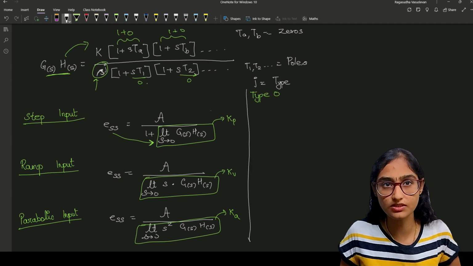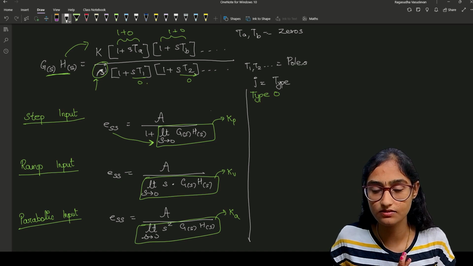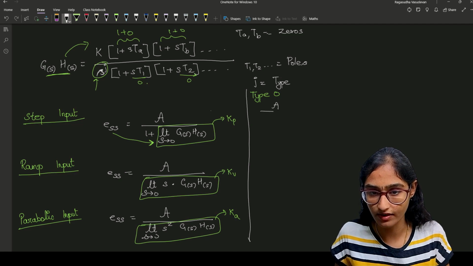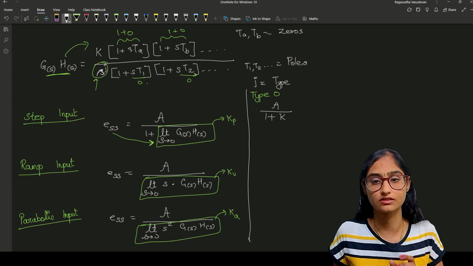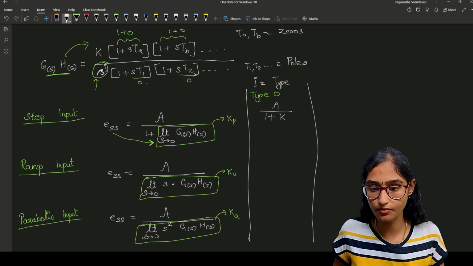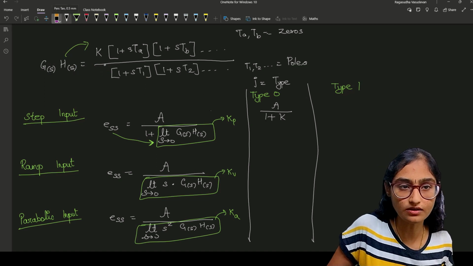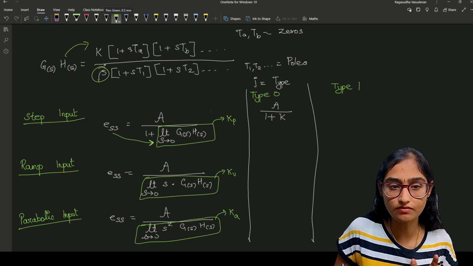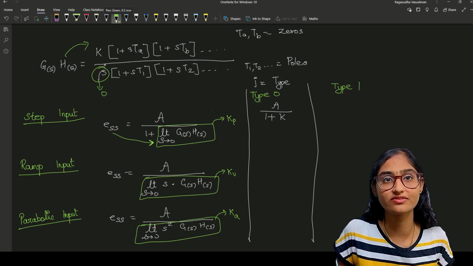Thus, for a type 0 system, what will be the steady state error? This will be a constant, okay, which is A divided by 1 plus K, which is a constant. What about a type 1 system? For a type 1 system, this is going to be s power 1, which is s. So, when s tends to 0, this term will become 0. So, g of s h of s is anything divided by 0, which is infinity.